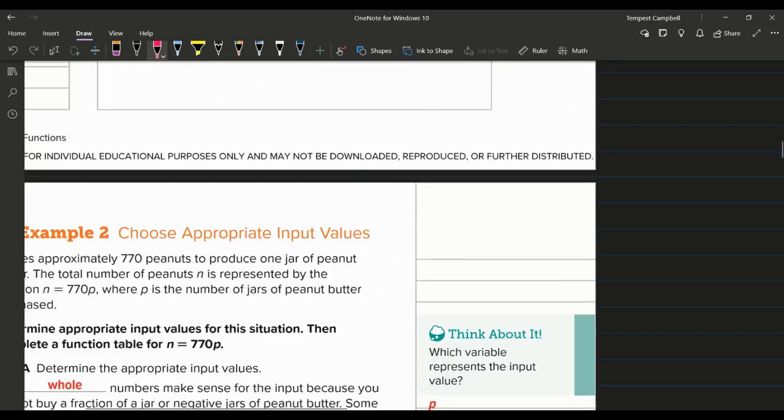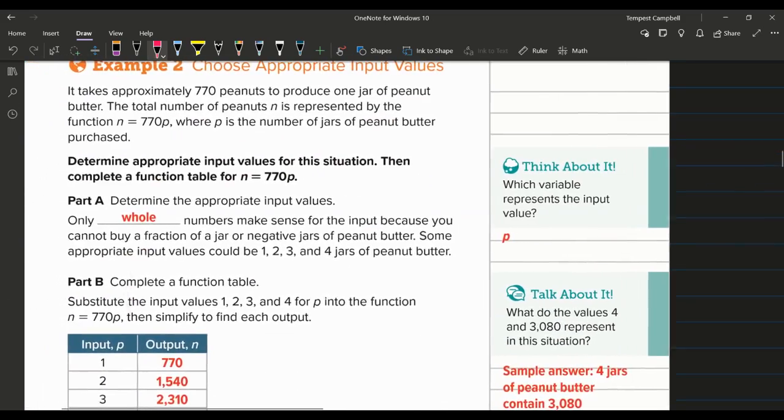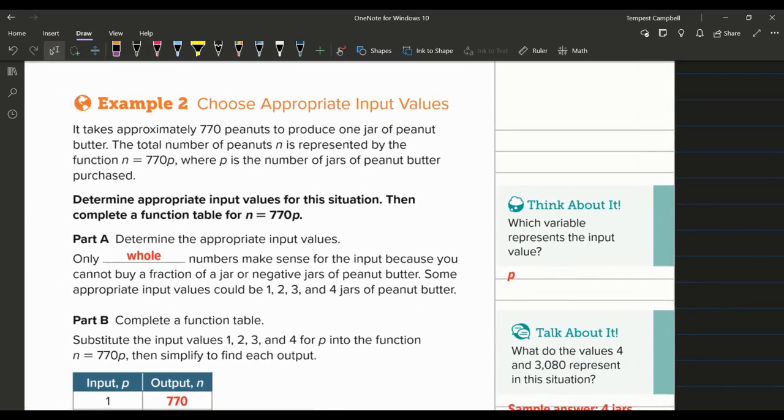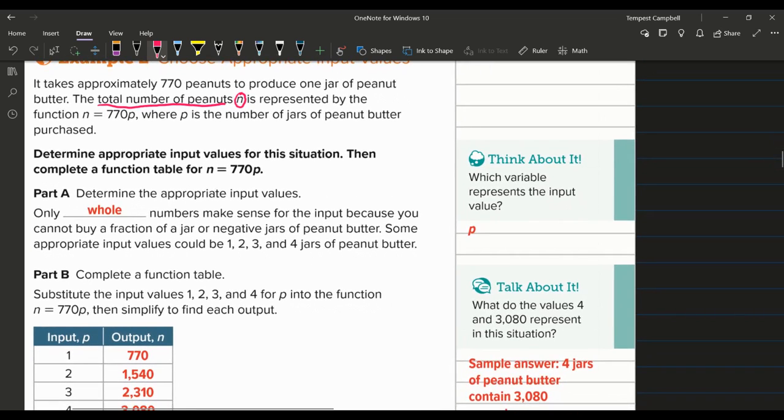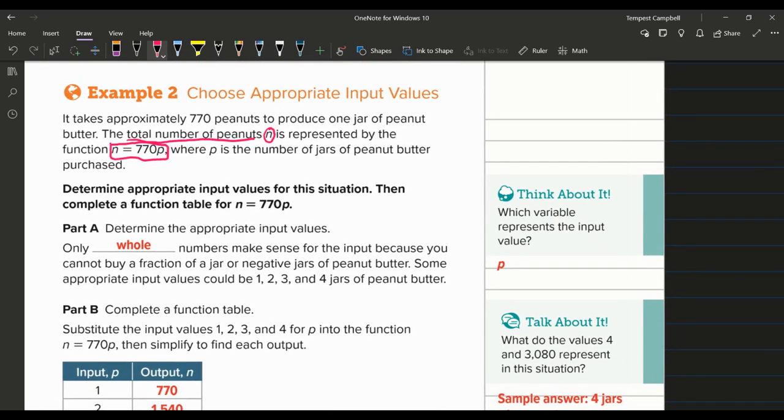Next, let's look at example number 2. It takes approximately 770 peanuts to produce 1 jar of peanut butter. The total number of peanuts, N, is represented by this function right here: N equals 770p. Don't forget, 770 is our peanuts to produce 1 jar of peanut butter, and our total number of peanuts we're going to end up using is our value N.